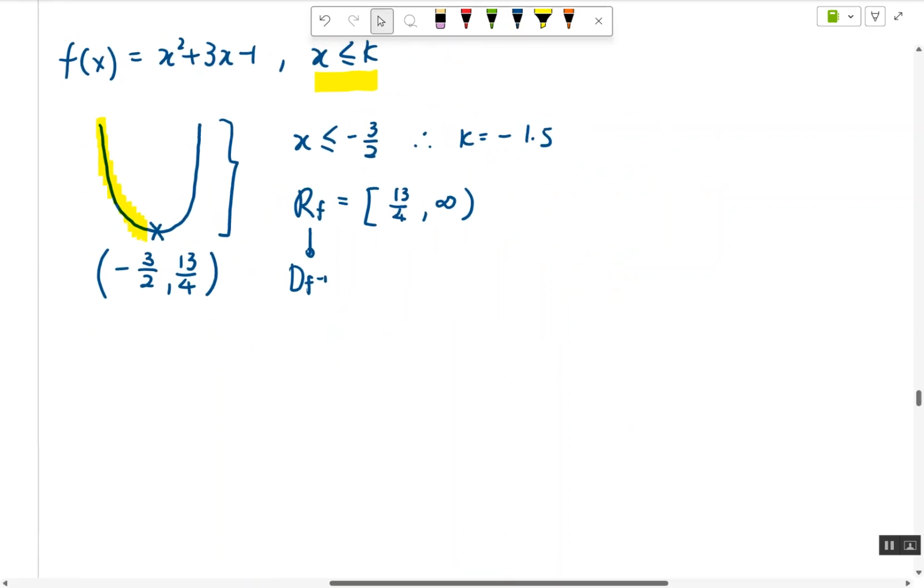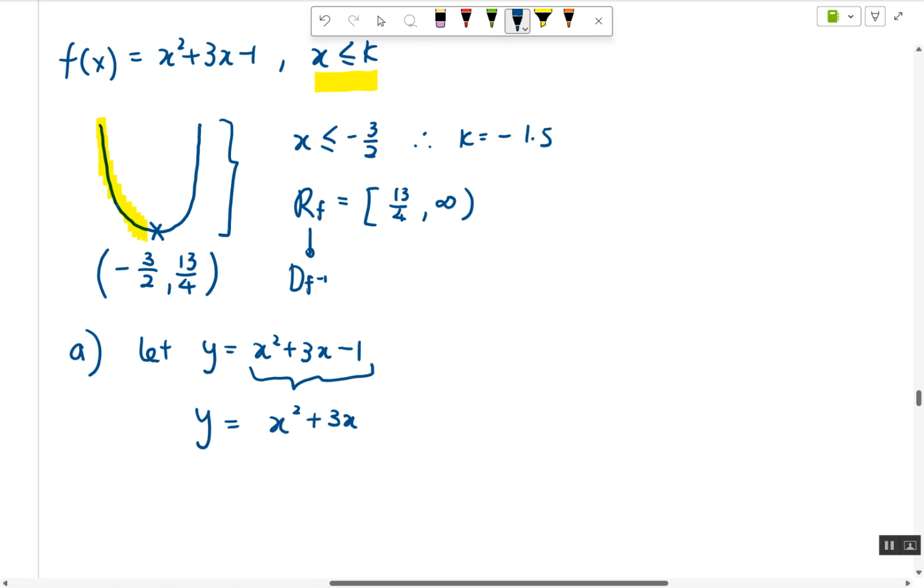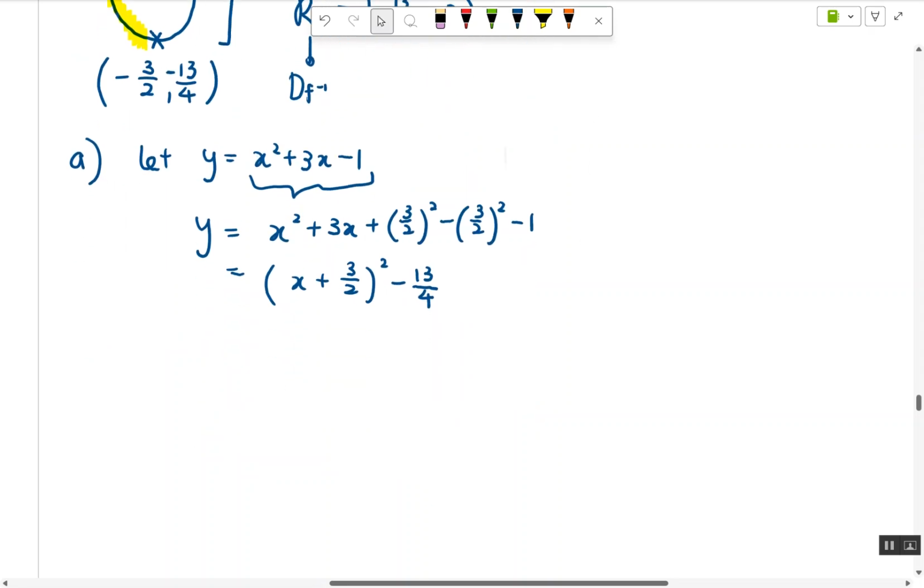Okay, so now the question asks, find the f inverse. So what is the technique of finding the f inverse? Let y equal x squared plus 3x minus 1. But in order to make x the subject, the only way I can do it is to complete the square. You realize that in this paper, I keep asking you all to complete the square, complete the square, complete the square. It's because completing the square will always come out. This will become (x plus 3 over 2) squared. Oh, this is a minus. Sorry, this is negative 13, minus 13 over 4.